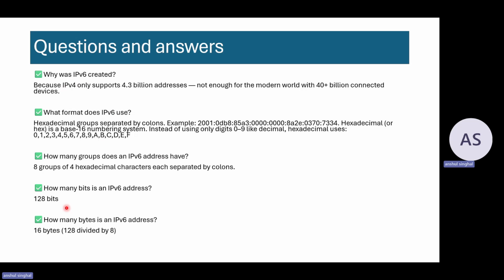As we have just learned, IPv6 was initially created to support a large number of devices connected to the internet. As IPv4 is a 32-bit address, to bridge that gap, IPv6 has 128 bits. So how many bytes is an IPv6 address? Just like we know 8 bits is 1 byte, if we divide 128 by 8, it comes to 16. So it's 16 bytes or 128 bits.